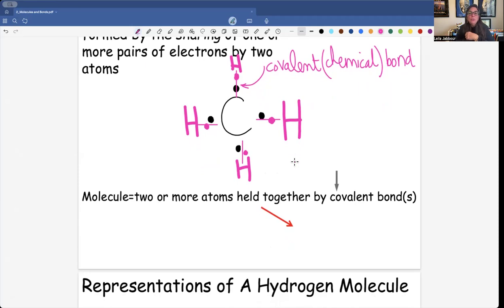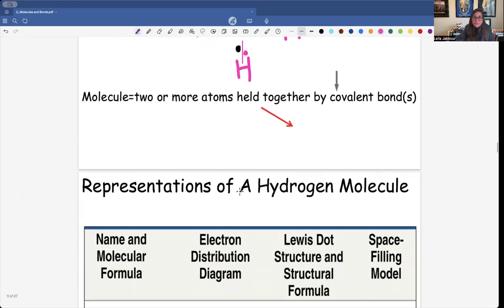So a molecule is 2 or more atoms held together by covalent bonds. 2 or more atoms of the same element. A compound would be different atoms of different elements.